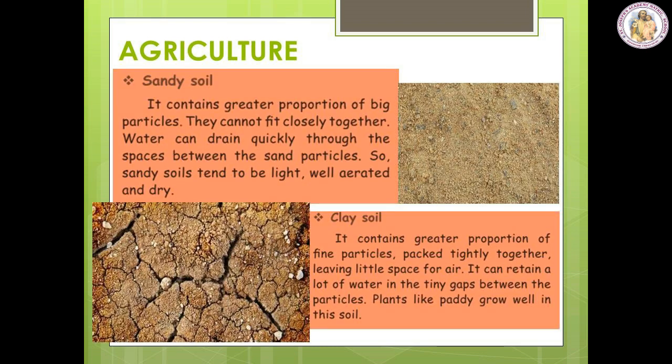The first one is sandy soil. It contains a greater proportion of big particles. They cannot fit closely together. Water can drain quickly through the spaces between the sand particles. So sandy soils tend to be light, well aerated and dry.